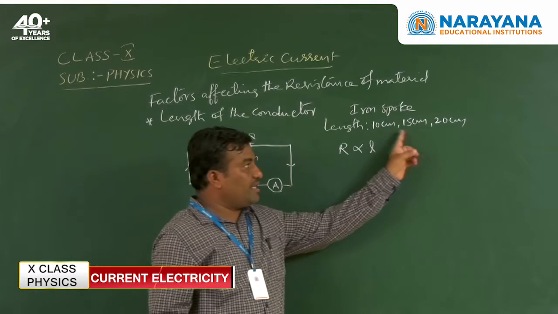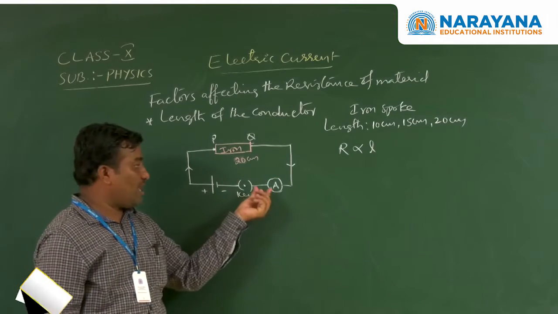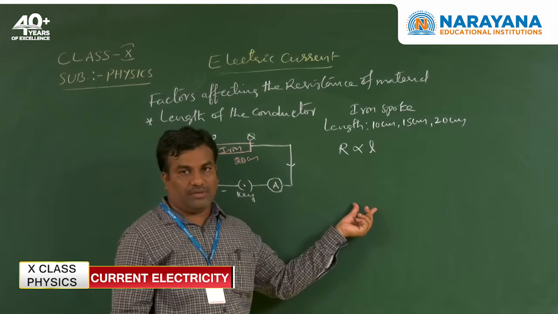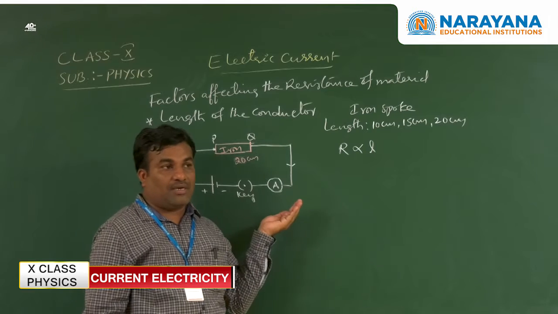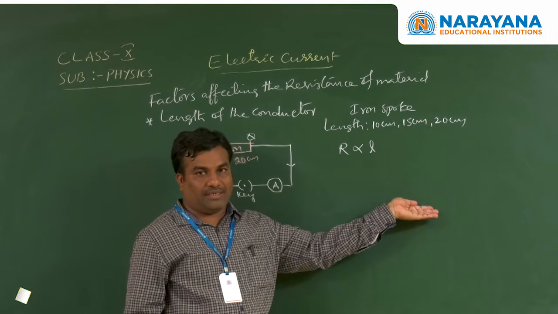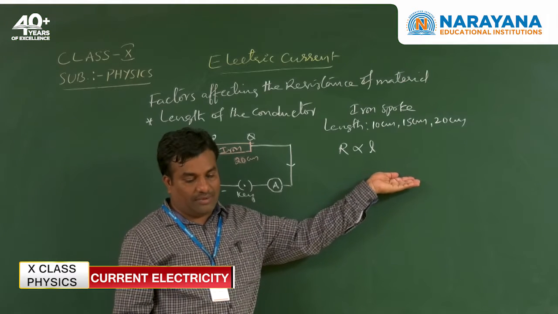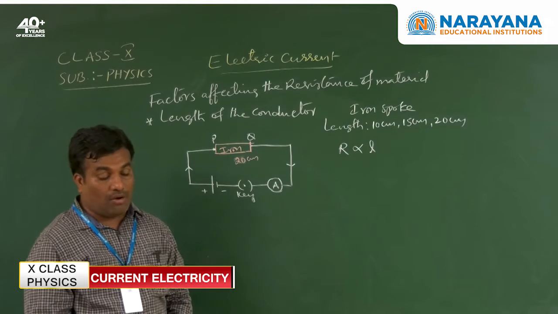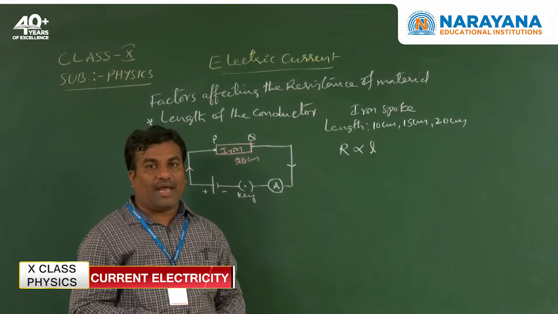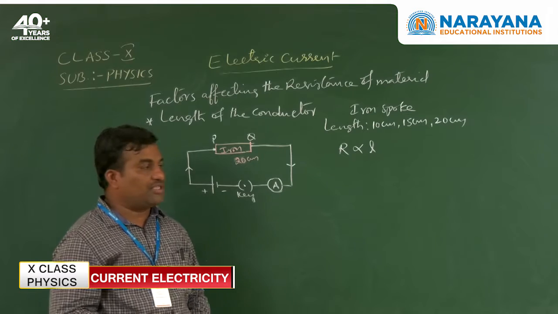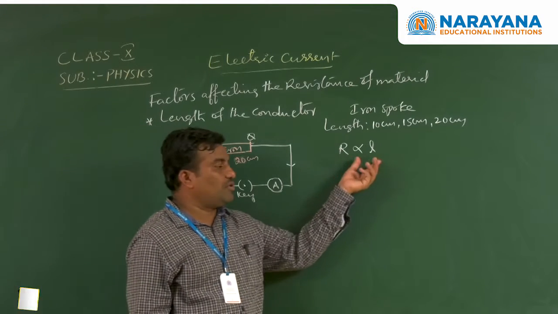Why? Because as we increase the length of the iron spokes, the current across the ammeter in the circuit decreases. You can observe that as length increases, the flow of current decreases. So length is inversely proportional to current, but resistance is directly proportional to length, at constant temperature and cross-sectional area. So that's why resistance depends on length. Resistance is directly proportional to length.